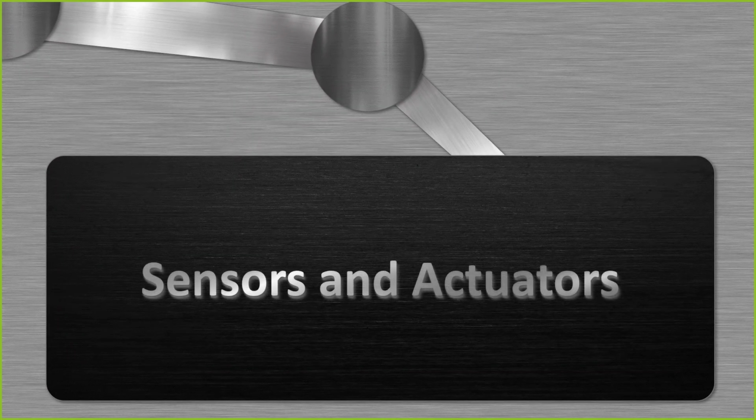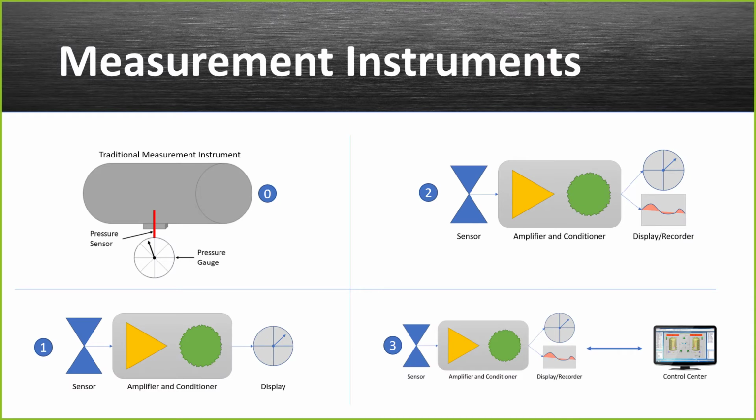Okay, so what do we need to talk about next? Well, let's talk about the pieces that make automation possible within industrial and other environments. And it's about sensors and actuators. But I want to talk about them a little more generically first and just talk about measurement instruments.